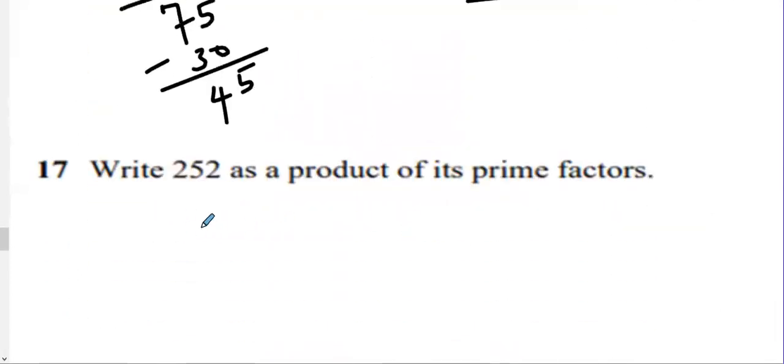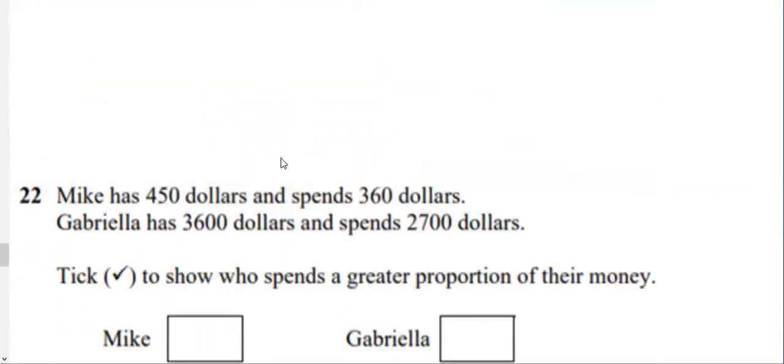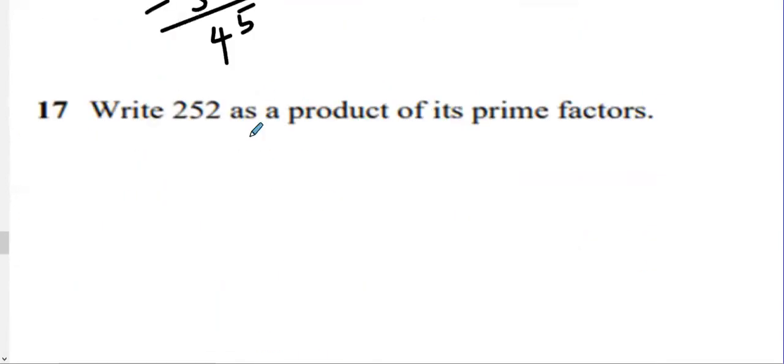Right, 252 is the product of its prime factors. This question was done in October, November, so we discussed that. So go ahead revising yourself and see what you know.